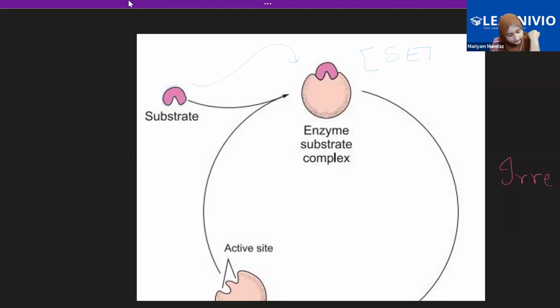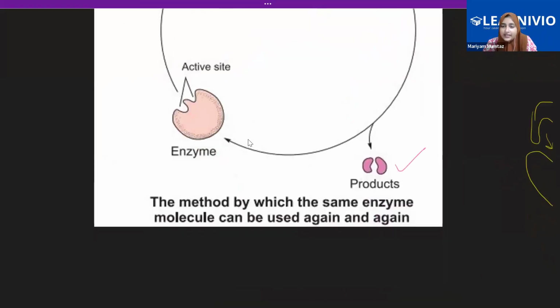So the enzyme substrate complex, during this temporary time period, there will be certain chemical reactions taking place between the substrate and the enzyme, which will change the shape of the substrate, change the properties of the substrate and create it into a product. And after this is done, the enzyme will release the product and the enzyme is left as it is, ready to use for the next.